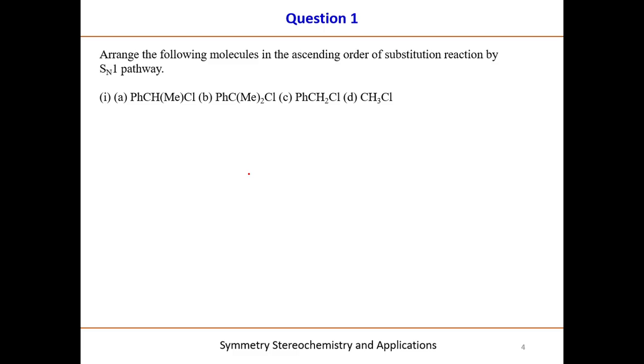Now we are talking about the questions. Question number 1 is: arrange the following molecules in the ascending order of substitution reaction by the SN1 pathway. That means we have to arrange these substrates in ascending order, from lowest to highest SN1 reactivity. So can you tell me about the reactivity of these compounds? Anyone? What is A? A phenyl group is there. I will draw it here.